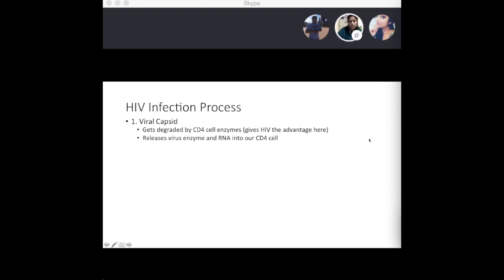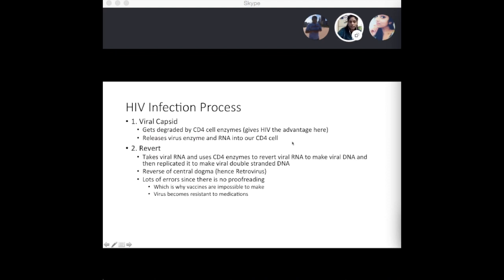So again, in words, once the CCR5 and CD4 receptor bind and fuse, the viral capsid will get degraded by the CD4 cell enzymes, and it kind of gives HIV the advantage at this point, because our own cells are helping to expose the HIV particles to our own cell. And degrading that HIV particle that got dumped into the CD4 cell is allowing for release of the viral enzymes and RNA into the CD4 cell.